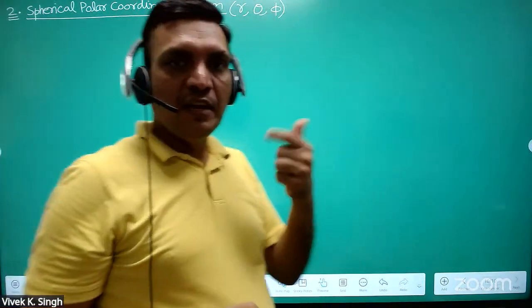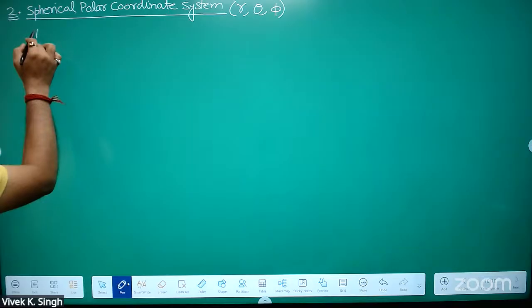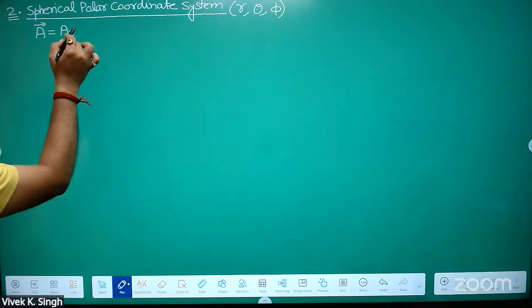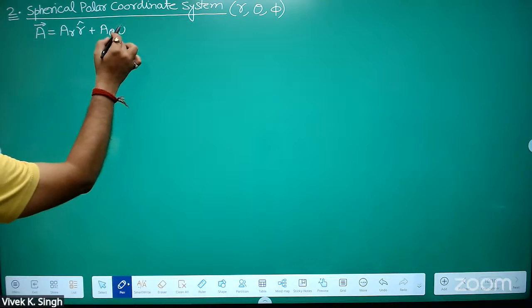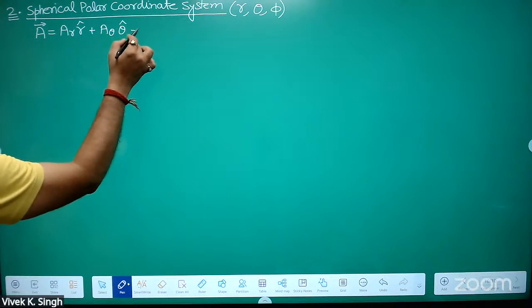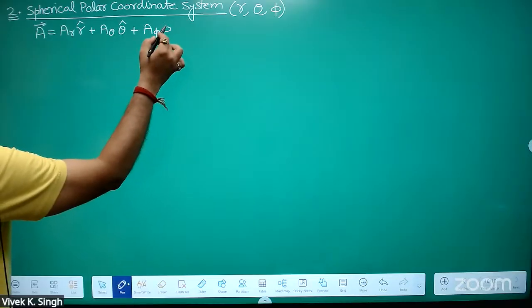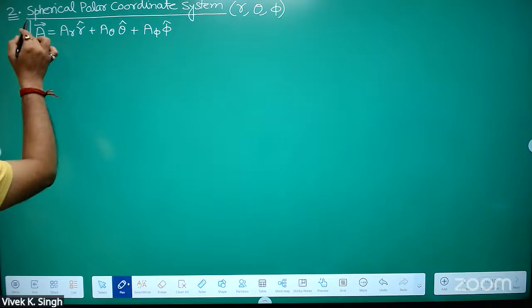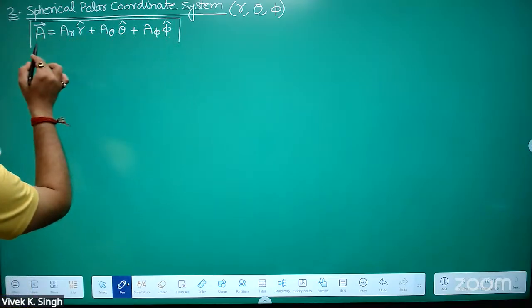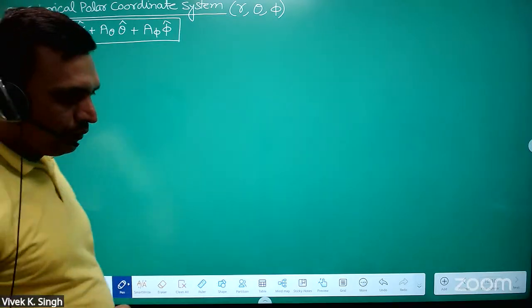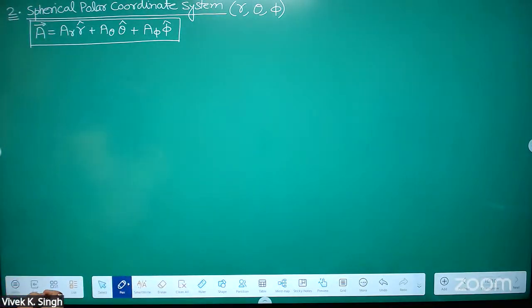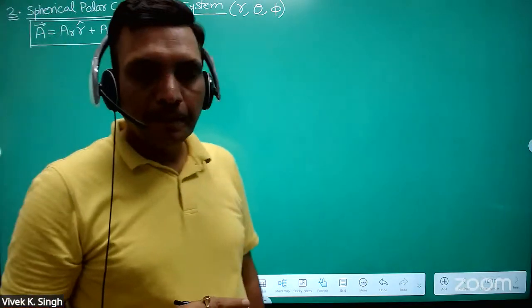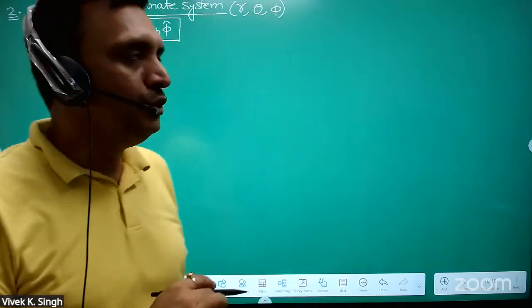So we have to represent the same vector A in spherical symmetry. A can be written as A_r r cap, A theta theta cap, and A phi phi cap. That is how vector A is represented in spherical symmetry, where r cap, theta cap, phi cap are unit vectors. So let us first specify r, theta, phi and the unit vector directions.